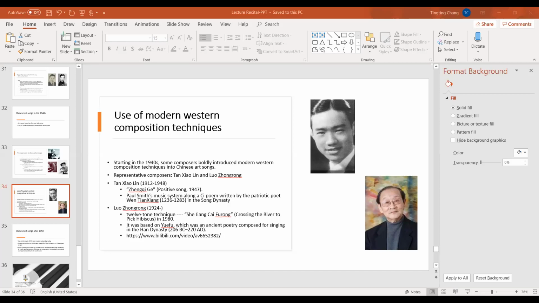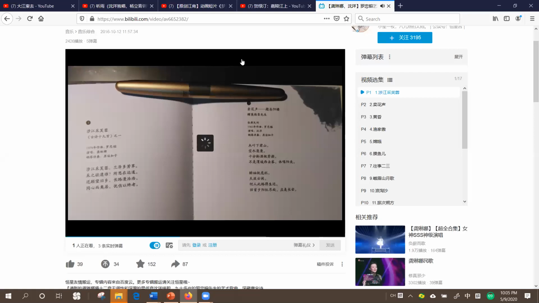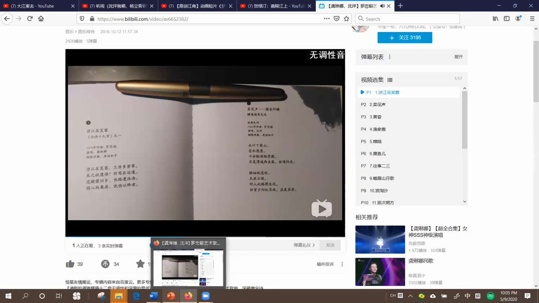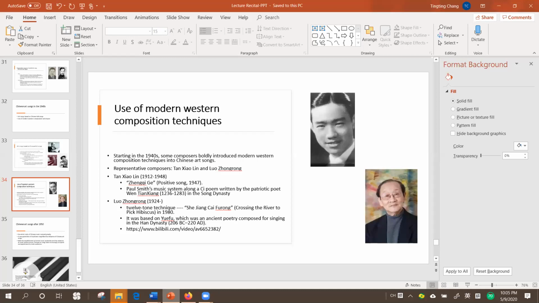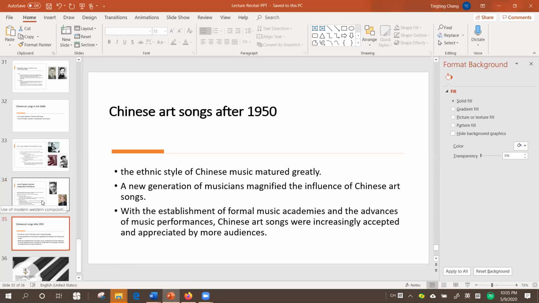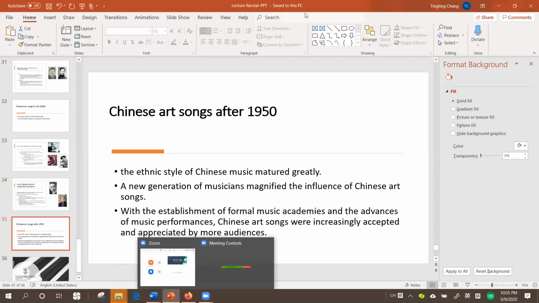So, changing the share screen. It takes a little time. Okay, I think we came back. Let's see.